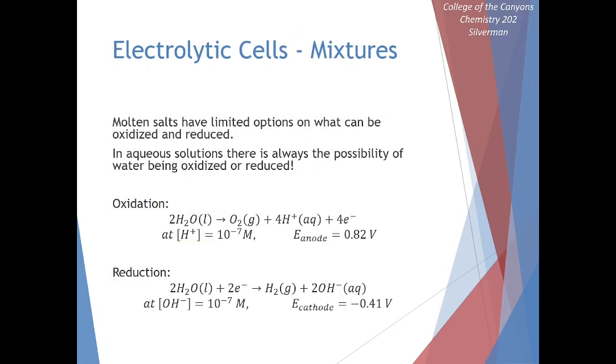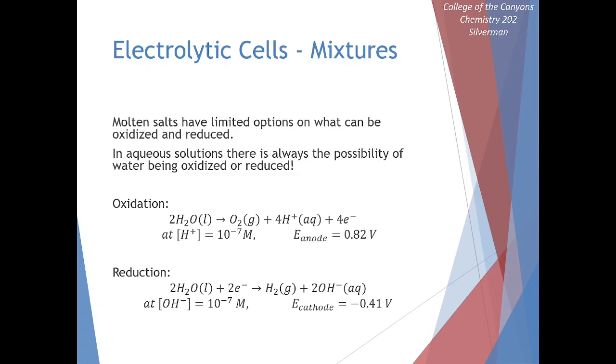The previous example was looking at molten salts. The reason that we use molten salts instead of dissolved salts is because water can be oxidized and reduced. And as we just saw, if there are multiple things that can be oxidized and reduced, you might not always get the half reaction that you want to occur in these aqueous mixtures.